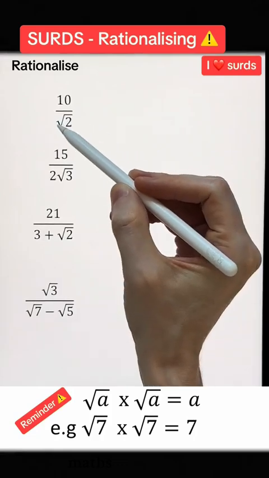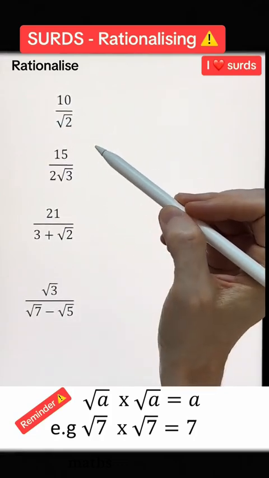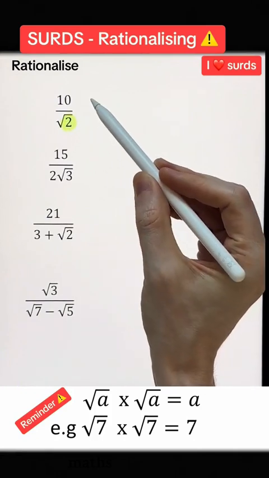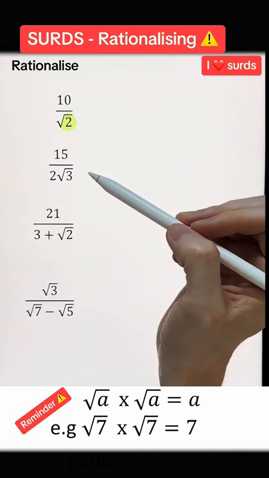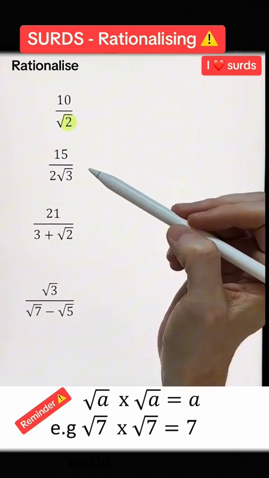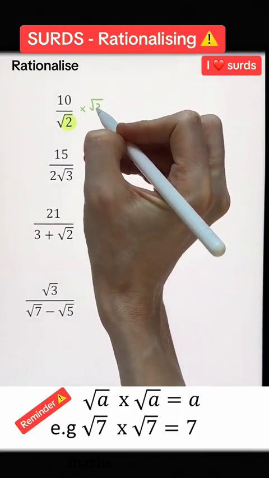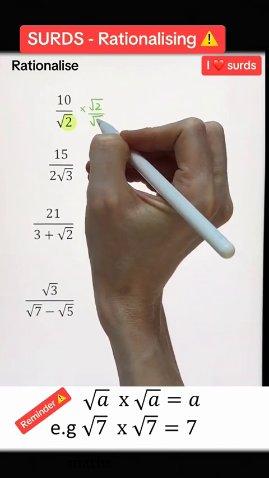Rationalise means to get rid of the root from the bottom of the fraction. If we have a single term on the bottom, we just simply multiply the top and bottom by that same root. Hence, as we just have root 2 on the bottom, we can just rationalise by multiplying the top and bottom of the fraction by root 2.